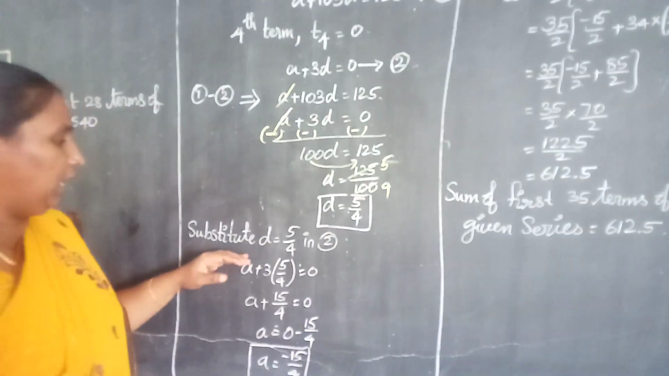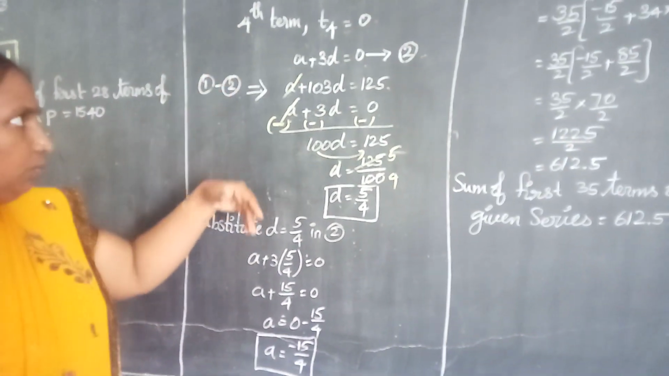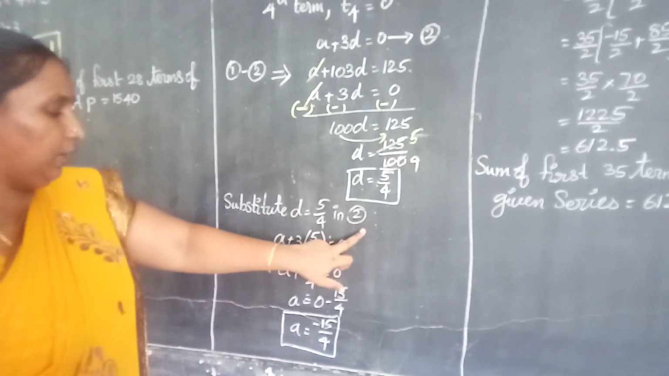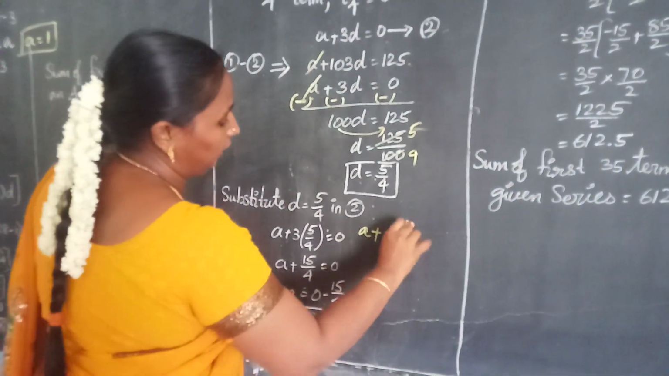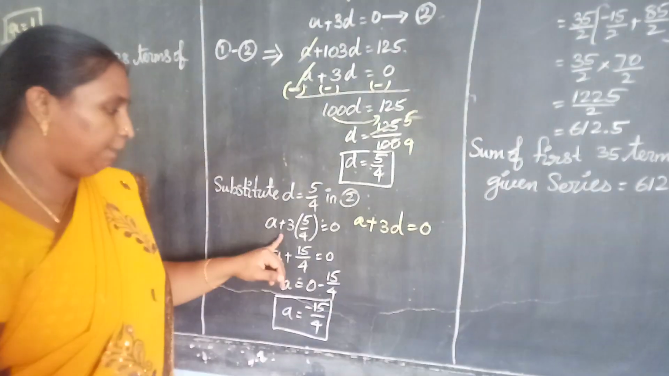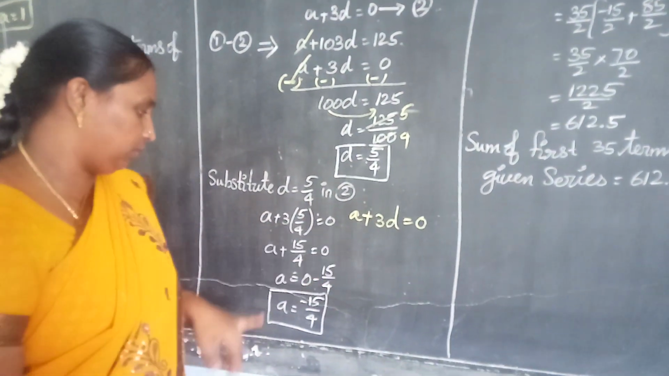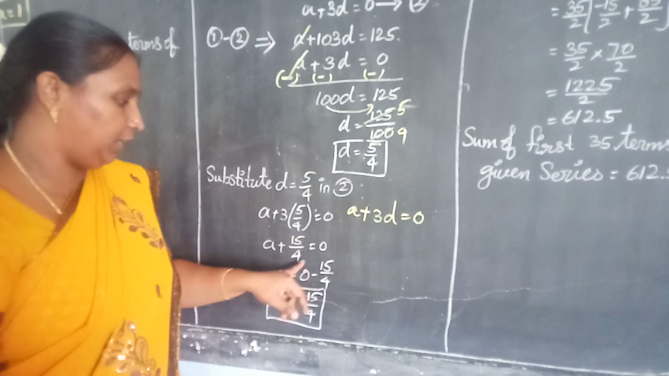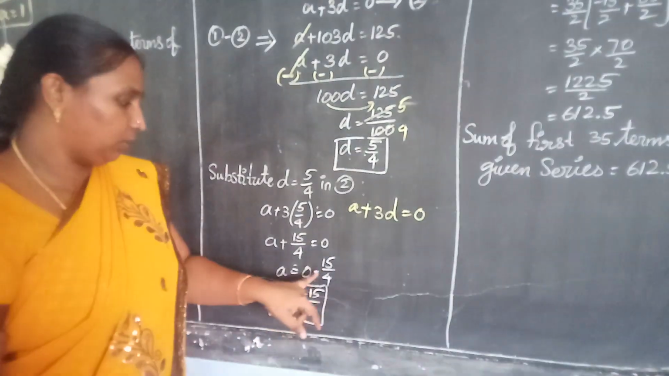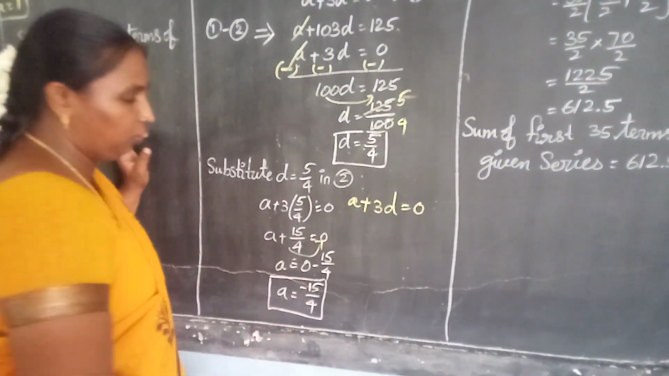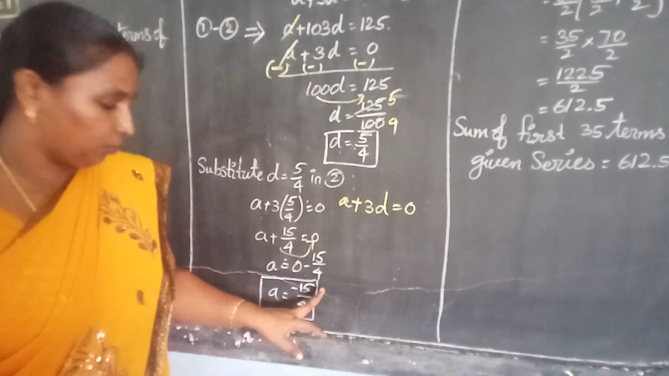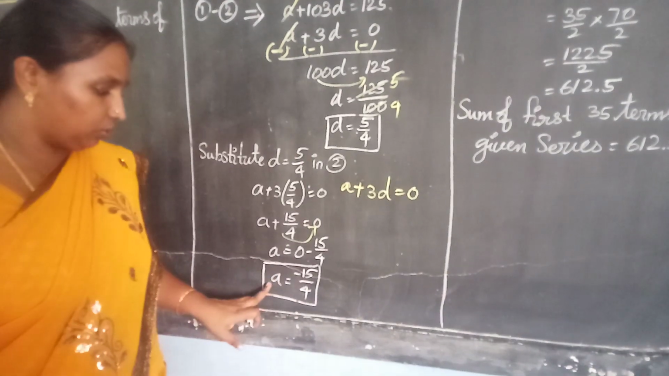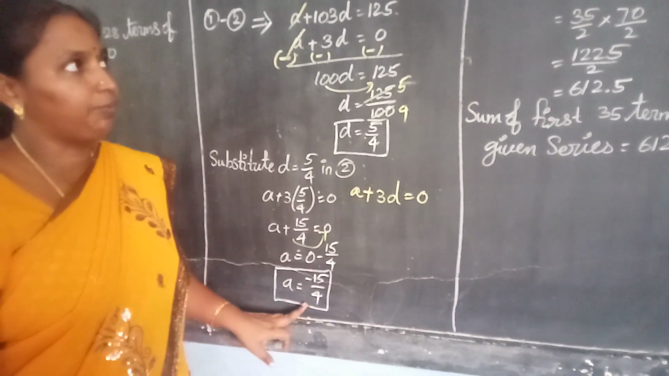So substitute D value in any equation, 1 or 2. So I select here equation number 2. So A plus, what is equation number 2? A plus 3d equal to 0. So A plus 3 into 5 by 4 equal to 0. A plus 3 5s are 15 by 4 equal to 0. A equal to 0 plus 15 by 4 goes to the RHS, minus 15 by 4. What is 0 minus 15 by 4? Minus 15 by 4 only. So you got A as minus 15 by 4.